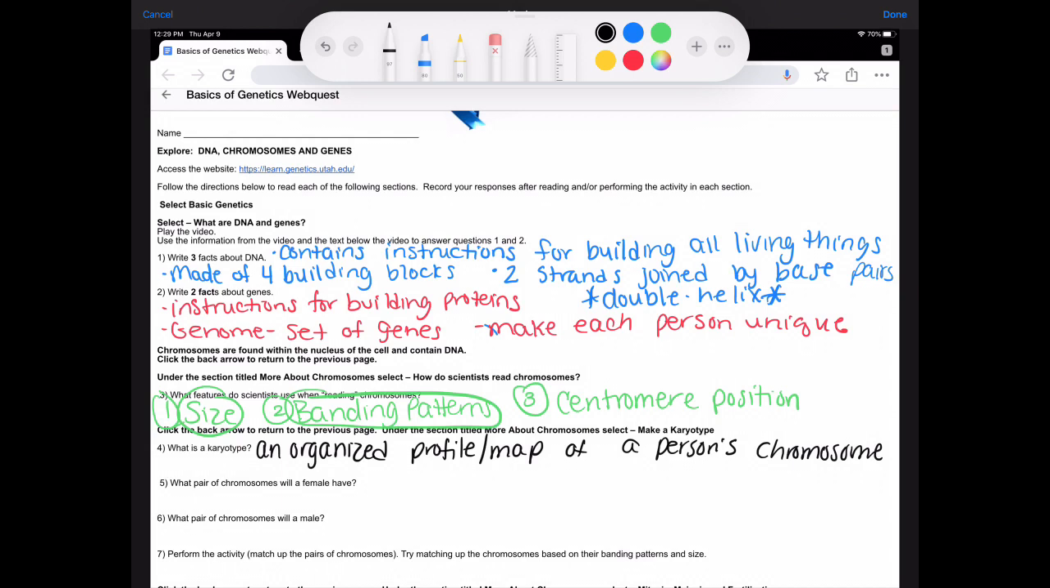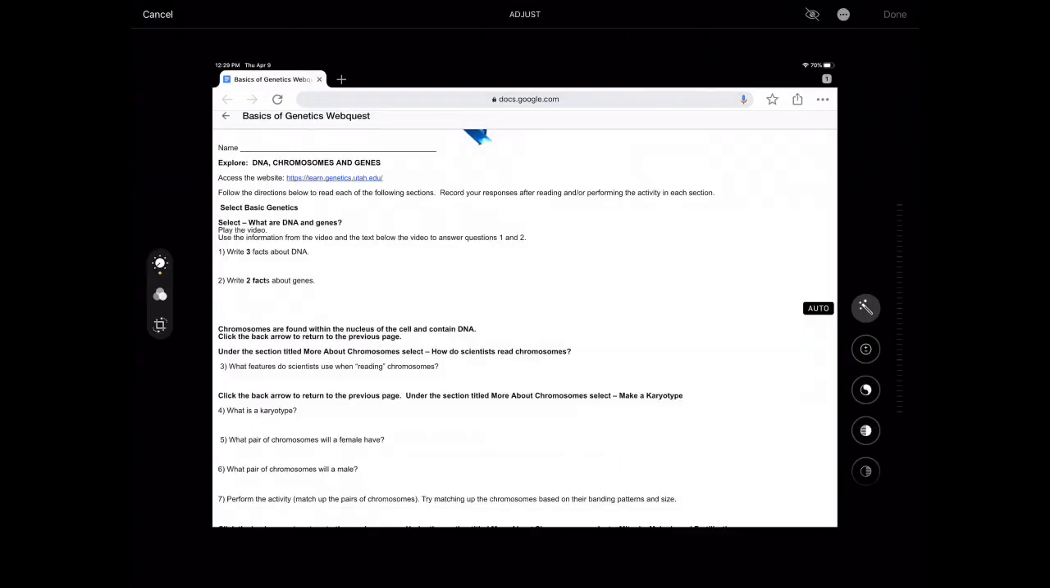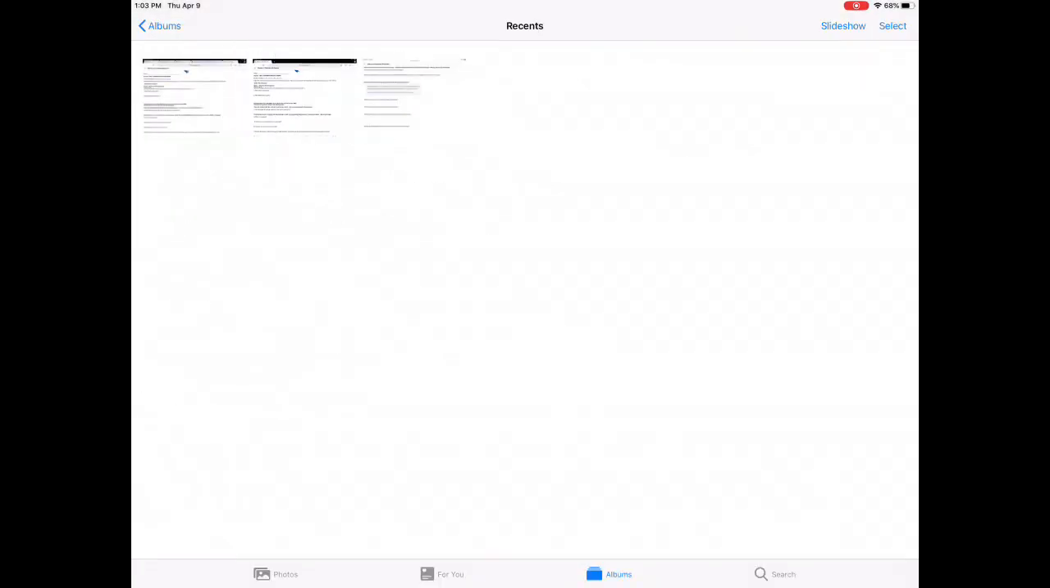What pair of chromosomes will a female have? So female is XX. That's a female. A male is XY. I would star these questions and make sure you know these for your quiz on Friday. And then the next part here was to perform the activity. So hopefully you got to play around with that a little bit. Let's finish this up and go to the next page.